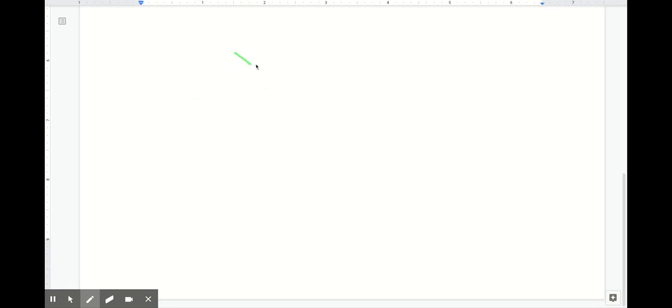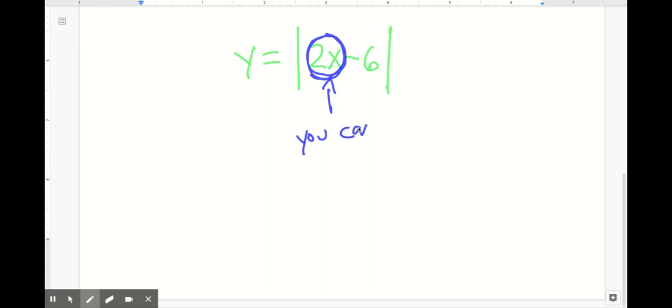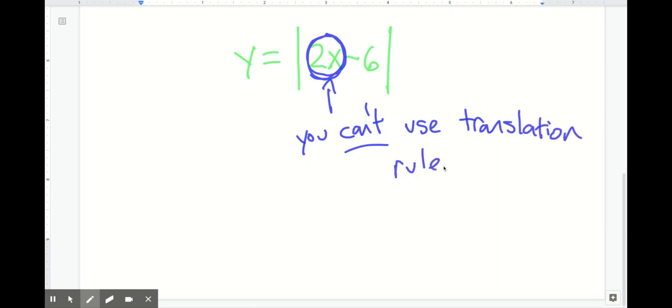Every single graph I've done so far has had y equals with just a regular x on the inside. Let's say I did something like this, where there was a 2 in the front. As soon as you see a number on the x, you can't use translation rules. I'll say that again. When you have a number on the inside with x, you're not allowed to just count it out. This graph does not go right 6, okay?